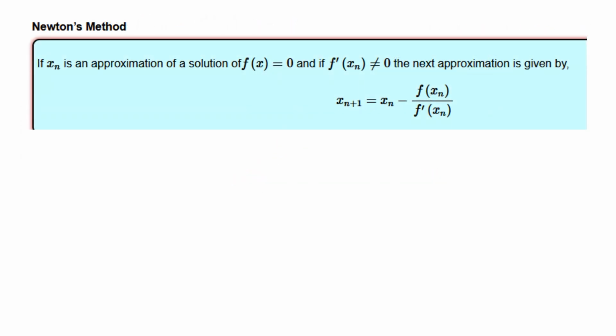And here is Newton's method stated in its full glory. If xn is an approximation of a solution of f of x equals 0, and provided that f prime of xn does not equal 0, because no one can divide by 0, the next approximation is given by xn plus 1 equals xn minus f of xn over f prime of xn. And this is known, my dear students, as a recursion relationship.